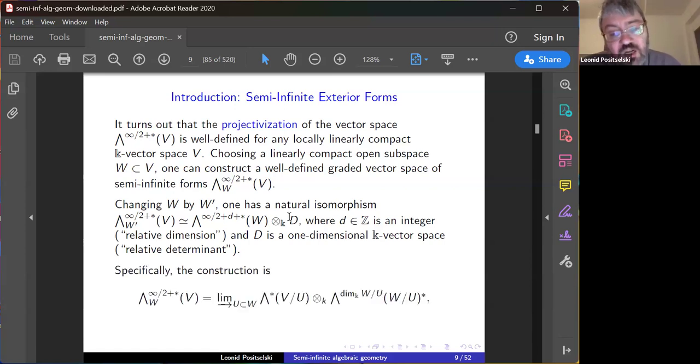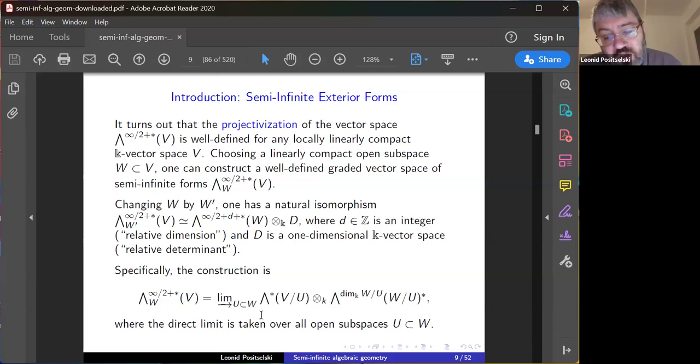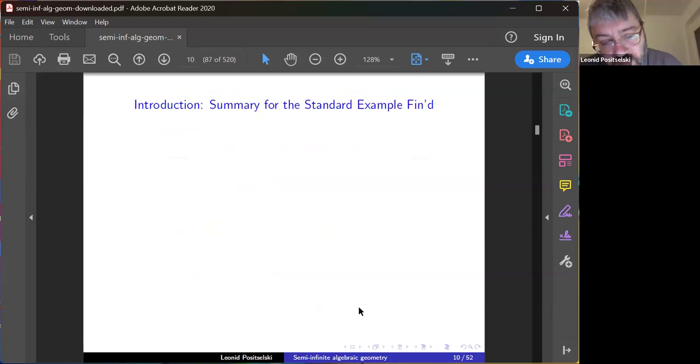Specifically, the construction is: you take the direct limit over all the open subspaces U in W of the infinite dimensional vector space of the usual direct sum of exterior powers of V over U, then the one-dimensional twist of the space of top exterior power of V over W dual, of W over U dual. Summary of the standard example finished.